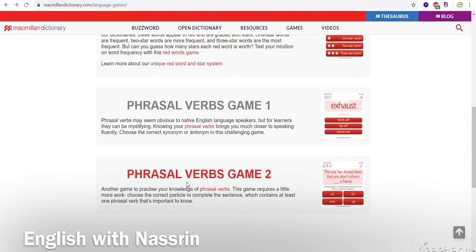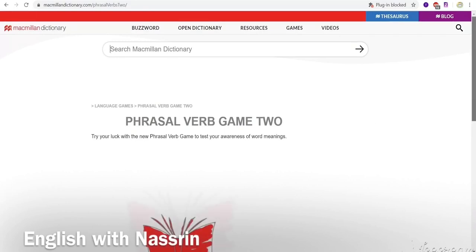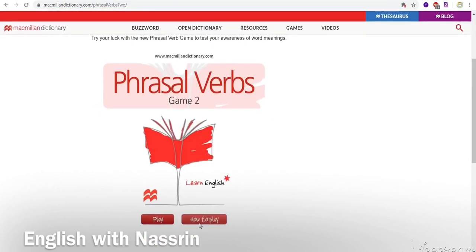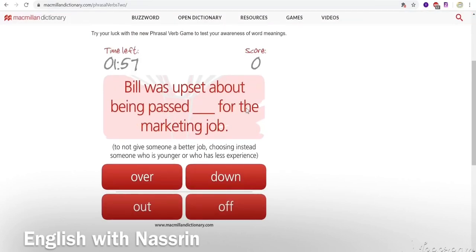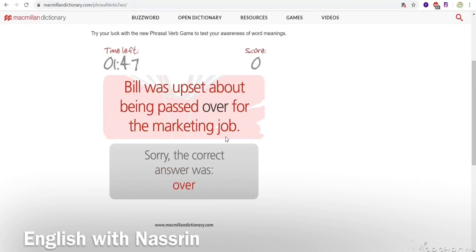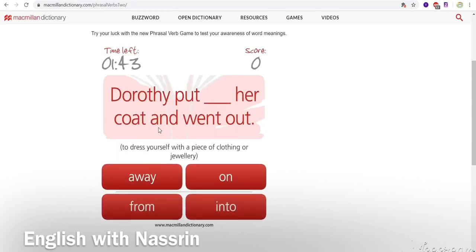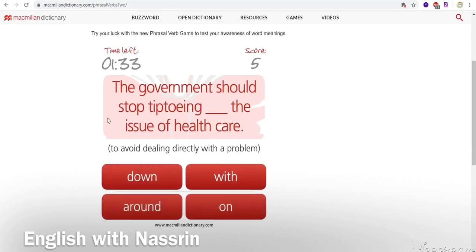And now I'm going to show you the last game, which is called Phrasal Verbs Game 2. Okay, and Phrasal Verbs Game 2 is another game to practice your knowledge of phrasal verbs, and this game actually requires more work, where you need to choose the correct particle to complete the sentence. And if you answer incorrectly, you also get instant feedback, which I think is very, very good, because the whole idea is to enrich our knowledge of phrasal verbs, and we get to see them in context throughout an example of a sentence, and we could write them down as well.